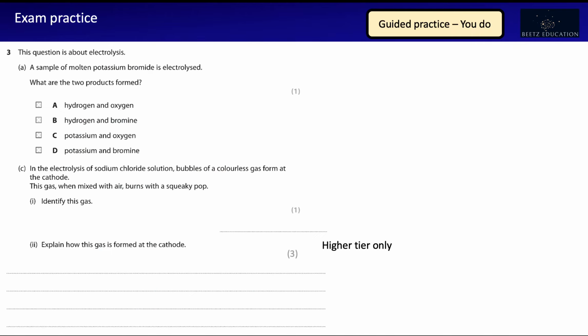Right, final round of you do questions. First two applicable no matter what tier you are sitting, and the final one is for higher tier students only. So we could have the involvement of a half equation here possibly. Pause the video, have a go at these, and I'll review in a moment.